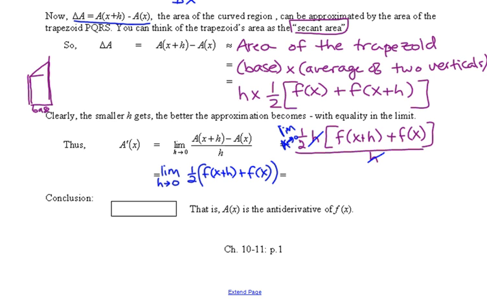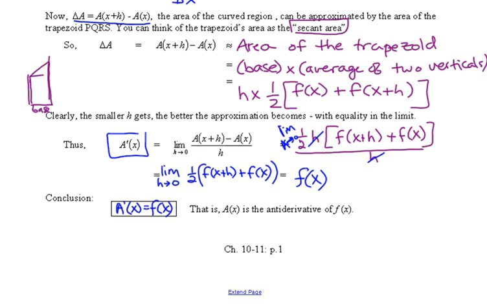Okay, so now can we sub in h as 0? Yeah, so what do we get? We get 2 f of x divided by 2, or just f of x. So what this was trying to prove is that the derivative of our area is equal to our function. And so therefore, to get our area, we take the antiderivative of our function. So that's the conclusion we're trying to make here: the area under the curve is equivalent to the antiderivative of our function.